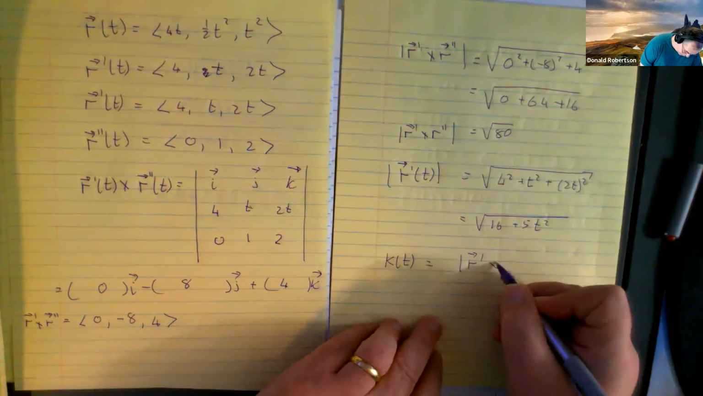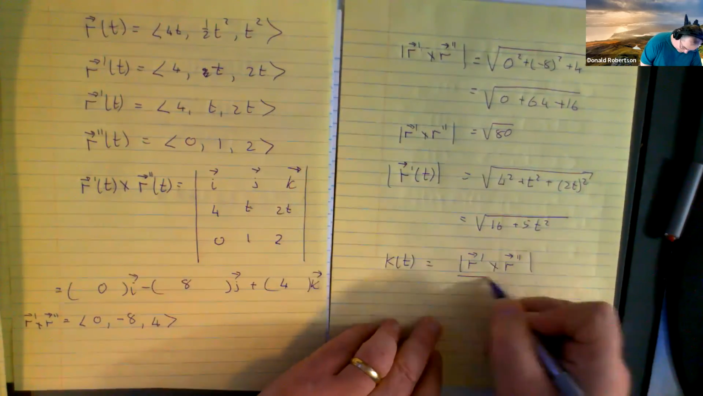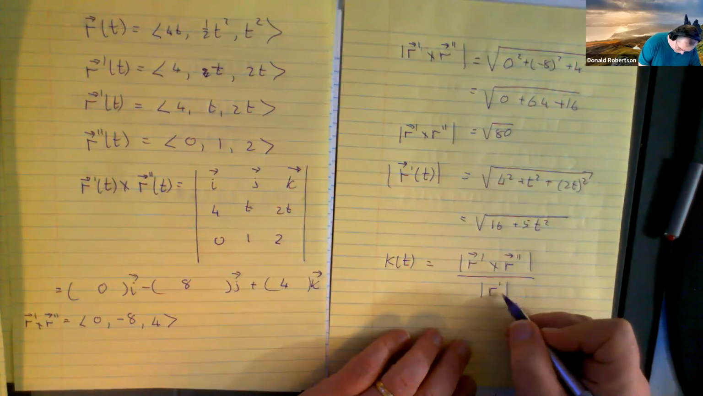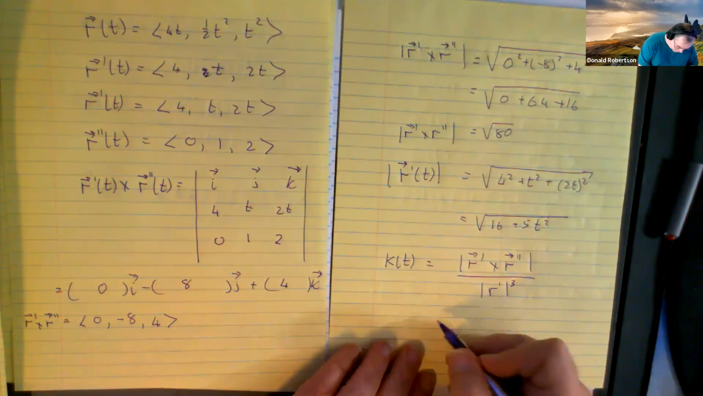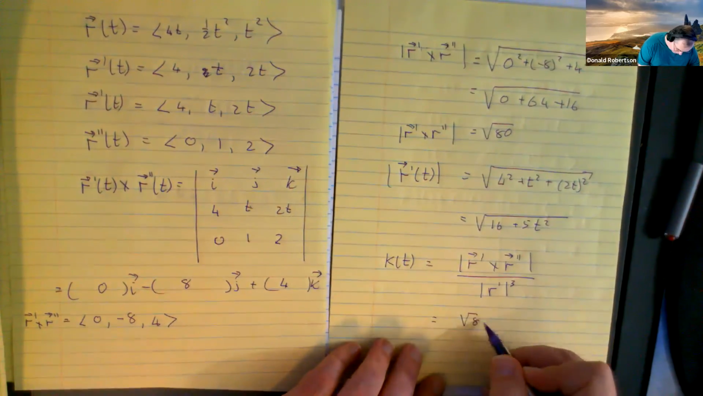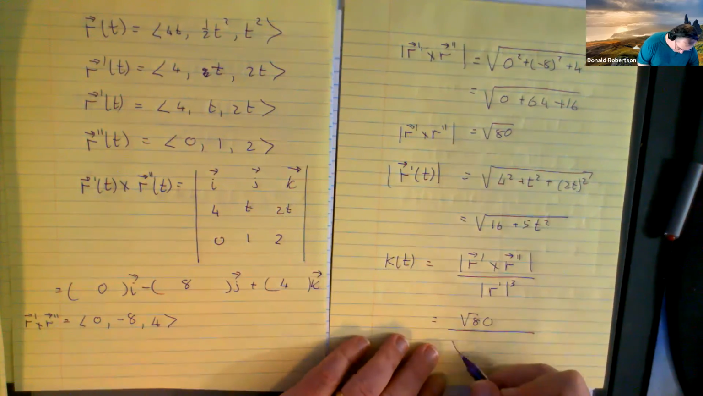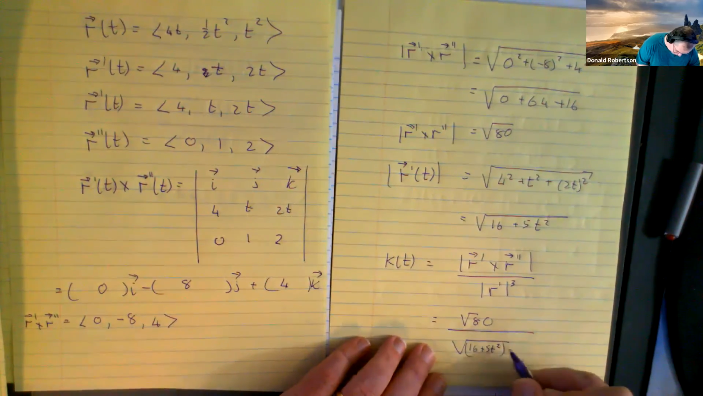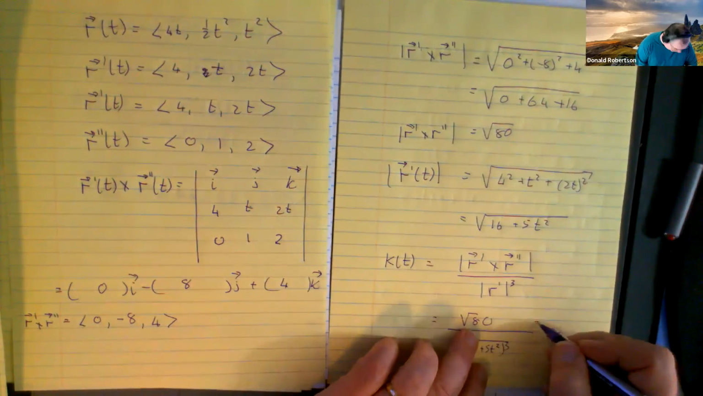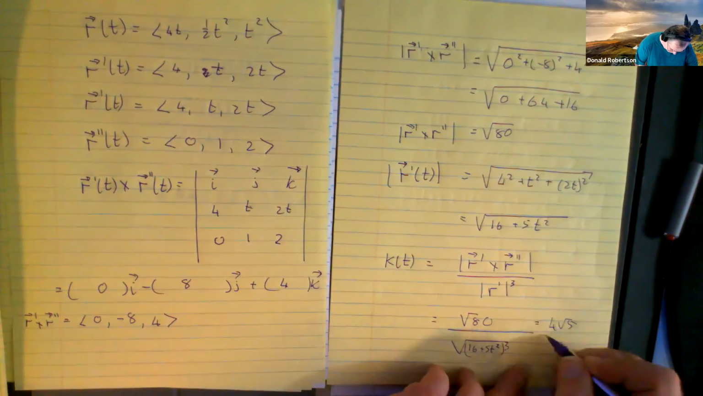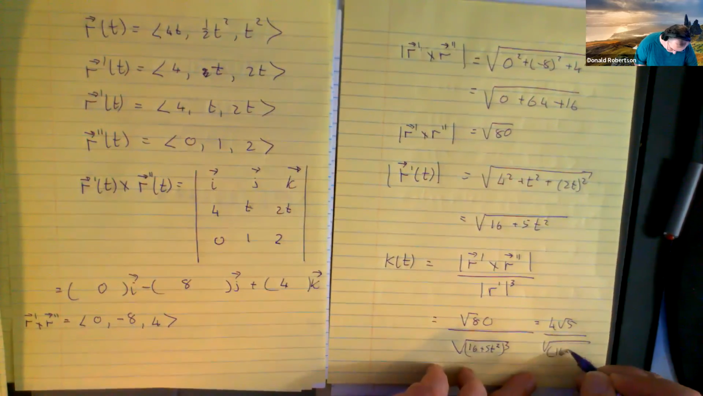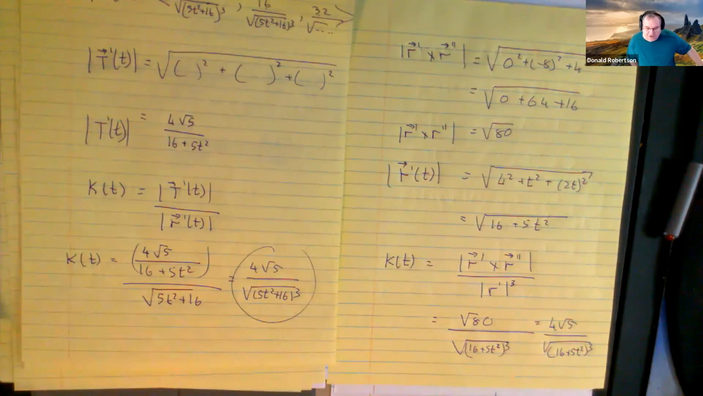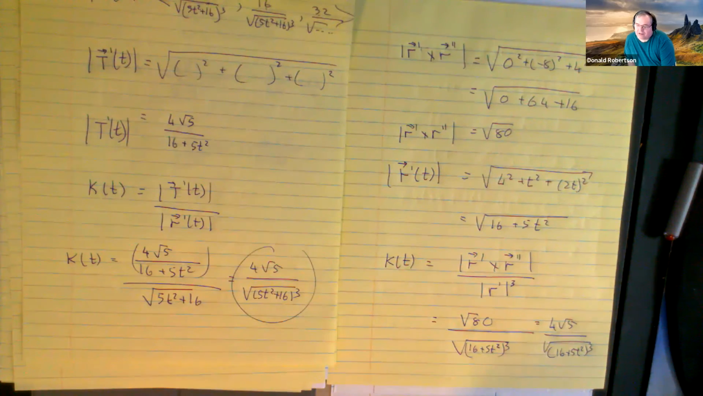So the curvature is the magnitude of the cross product of the first and second divided by the magnitude of the first derivative cubed. And that gets you square root of 80 over 16 plus 5t squared cubed. And the square root of 80 is 4 root 5. Would you agree it's the same answer? Would you also agree it was a lot easier?